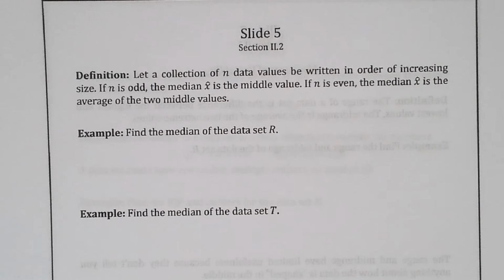Okay, so definition. Let a collection of n data values be written in order of increasing size. If n is odd, the median x hat is the middle value. If n is even, the median x hat is the average of the two middle values. So let's use the data set R on page 686 to try to find the median. The first thing to do is list the data in order, from least to greatest.